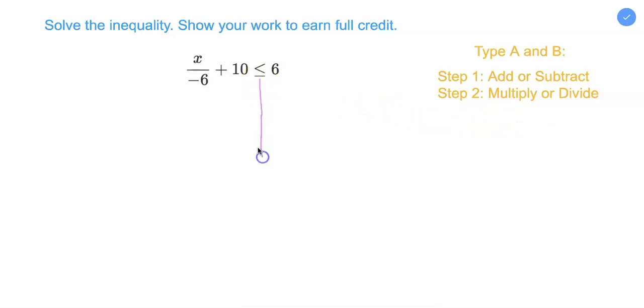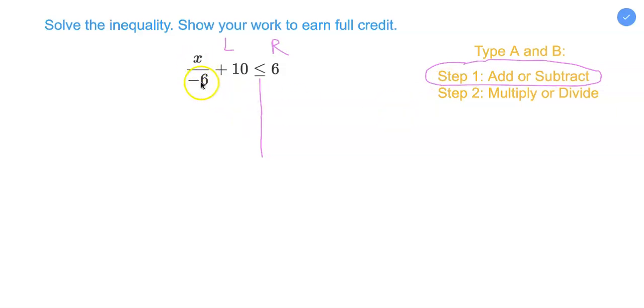I'm going to separate the left side and the right side of the inequality by drawing a line. Then I want you to think about what two numbers are keeping the x from being alone, keeping the x from being isolated. I hope you said the 10 and the negative 6. Then we need to decide, what do we deal with first, the 10 or the negative 6? Which is separated from the x by addition or subtraction?